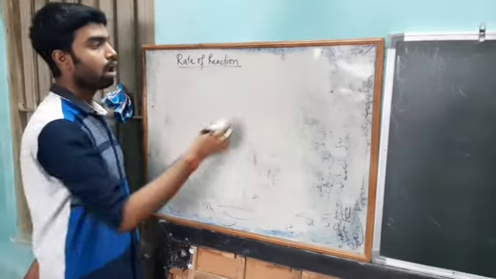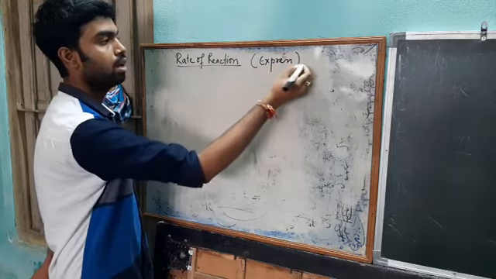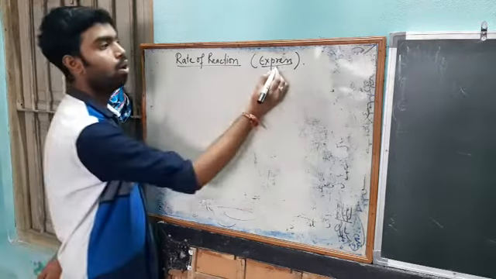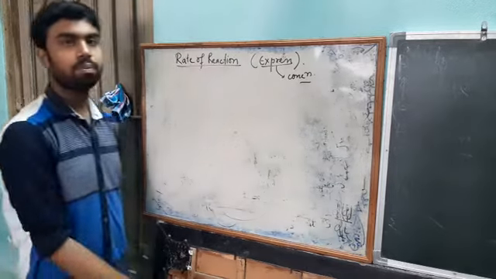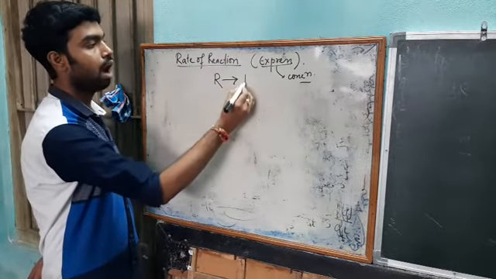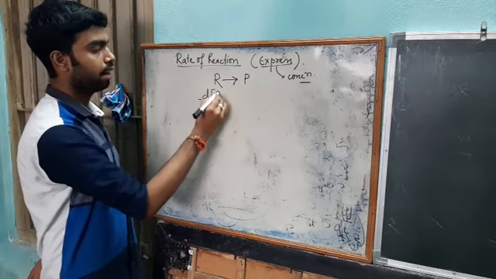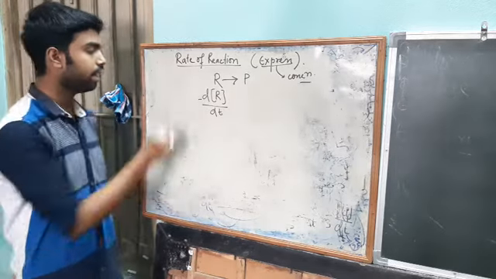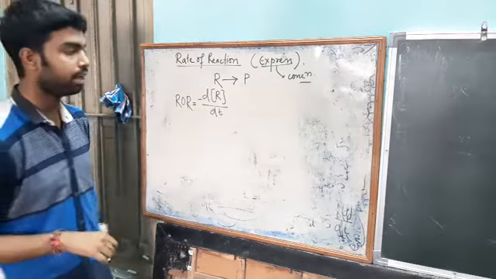Now let us learn how to express rate of reaction on the basis of concentration. Now let us consider a reaction R to P. We have learned that the rate of reaction is minus dR by dt. ROR, overall rate of reaction, is minus dR by dt.